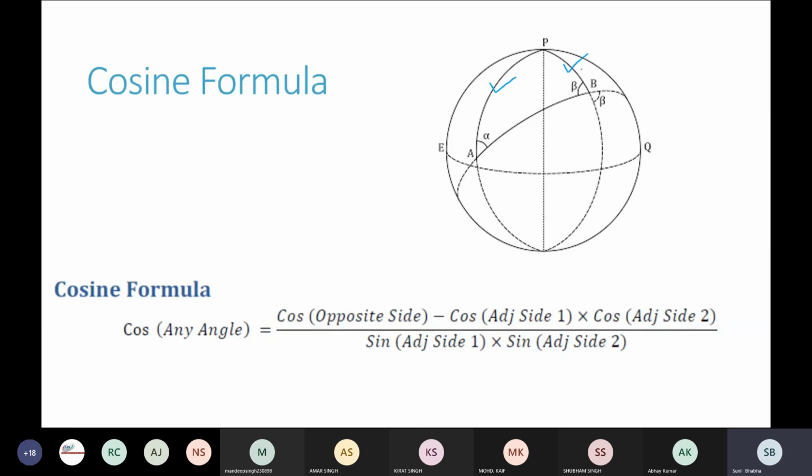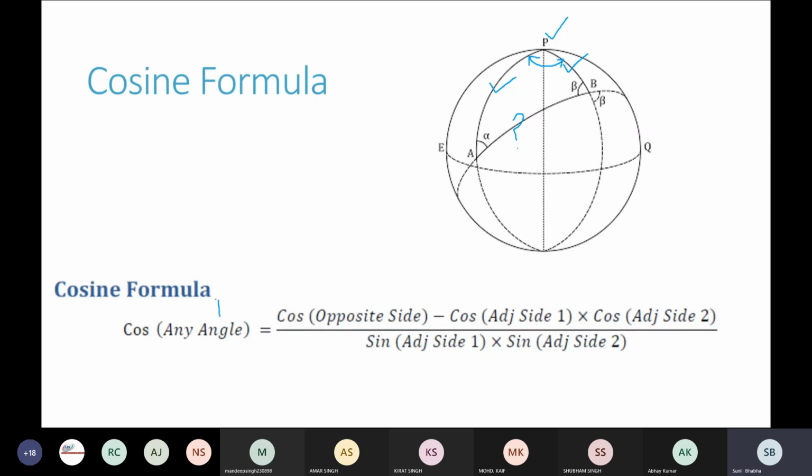PA and PB. If you know any two sides of this triangle, the included angle means the angle within these two sides. So in this case, it will be angle P. Angle P is included in these two sides, PA and PB. So if you know any two sides and the included angle, again, this formula can help you find out the third side of the triangle, which is AB. So using this formula, we can very easily find what is this third side AB of the triangle. How can we do that? Apply this formula for angle P.